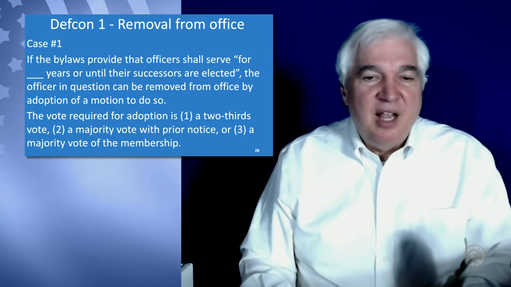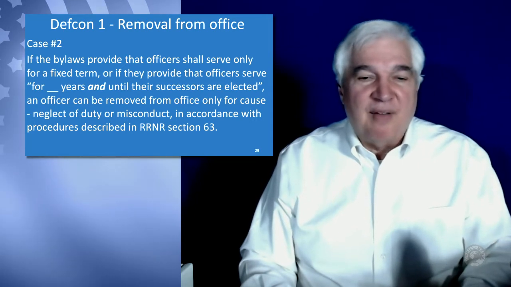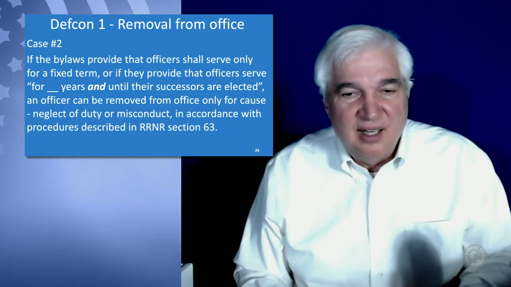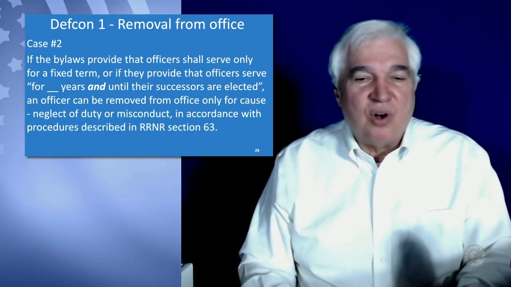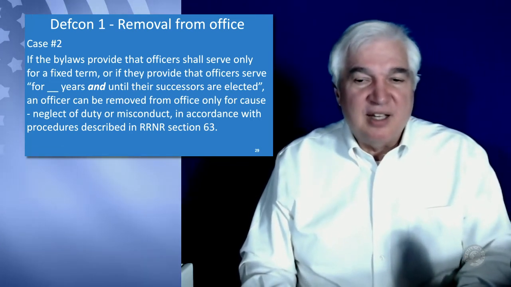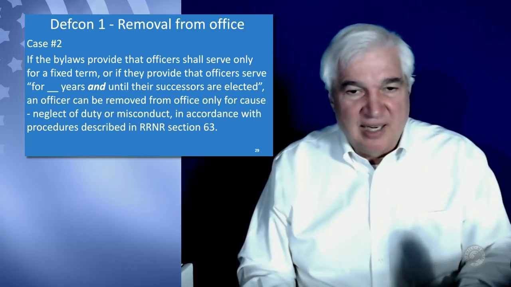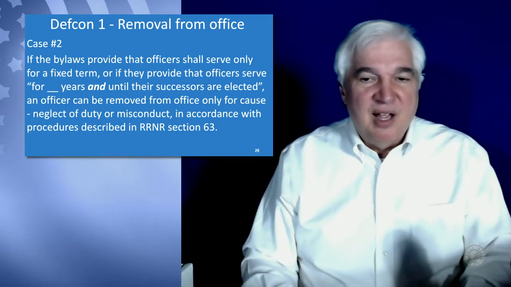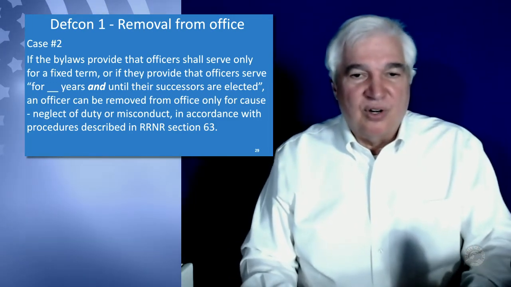The second case is if the bylaws provide that officers shall serve only for a fixed term, or they provide that officers serve for X number of years and until their successors are elected. The previous version was "or." An officer can be removed from office for cause, which is neglect of duty or misconduct, in accordance with the procedures described in Robert's Rules section 63. So if this is how your officers are elected, then you have to follow this set of circumstances, and it would take more than just a motion from the floor to remove them.